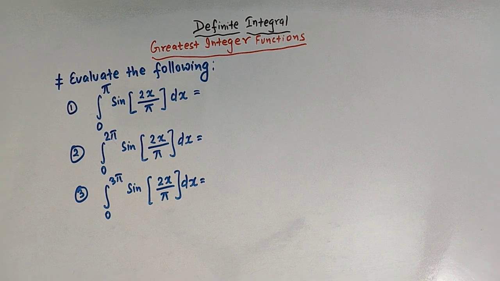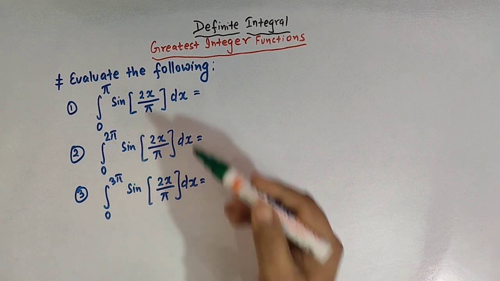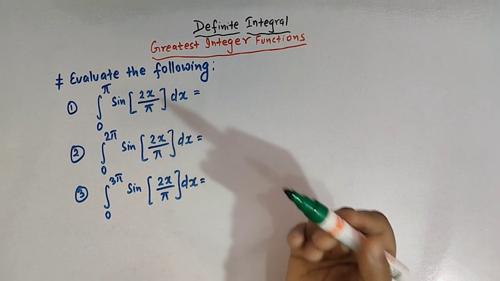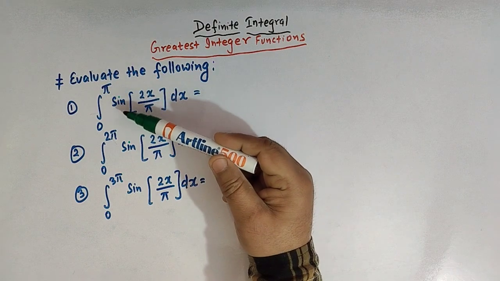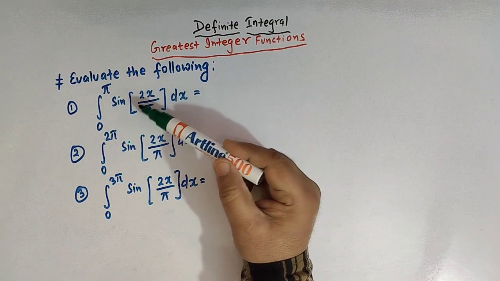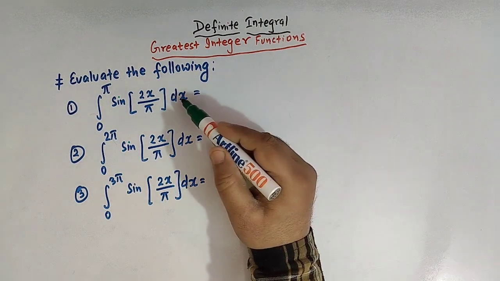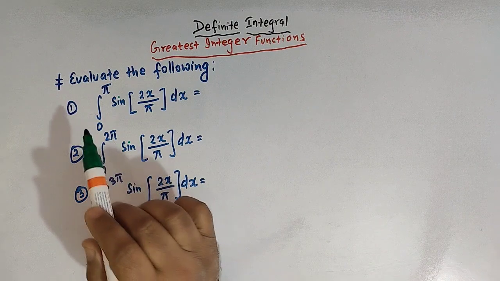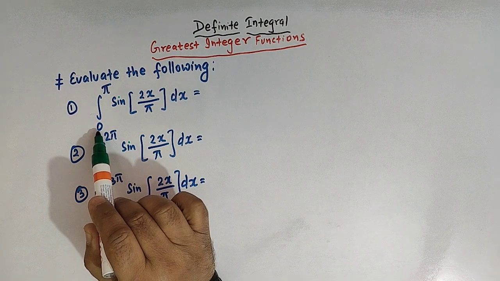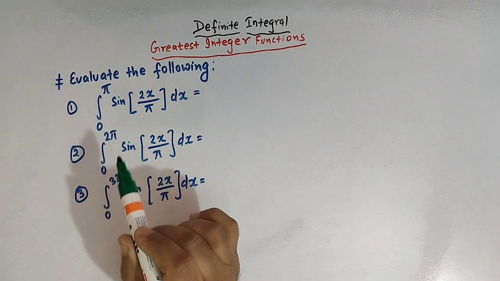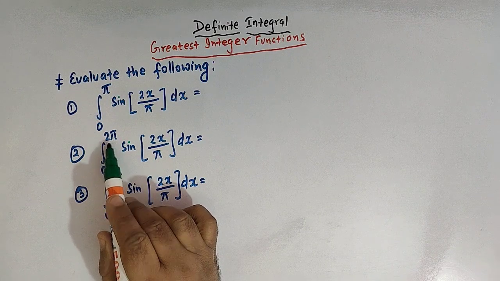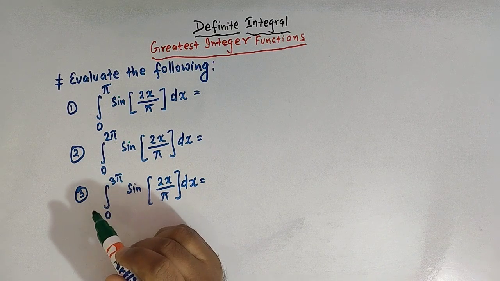Hello viewers, in today's class we are going to discuss these three important integrals. Here we have these three definite integrals involving the greatest integer function. Let us first take a close look at these three integrals. In the first integral we have the limits from 0 to pi, and here we have 0 to 2 pi, and here we have 0 to 3 pi.